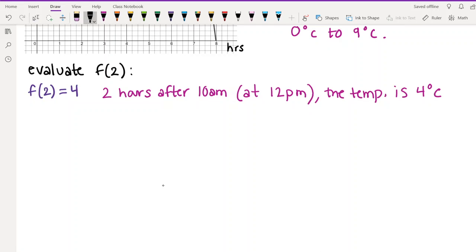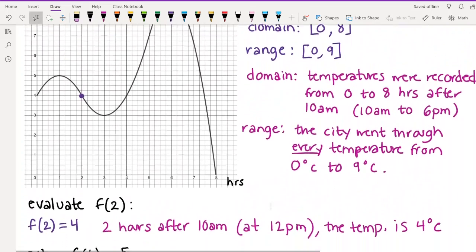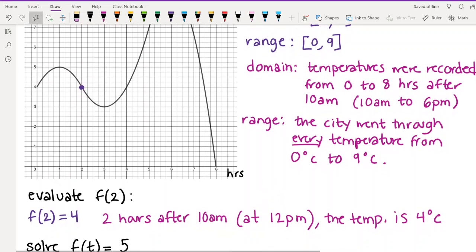Okay, so what would it now mean to solve the equation f of t is equal to, let's say, 5? And by the way, on some of these, we might need to estimate a little bit. And that's why I included this grid with a little bit more detail so that it would aid us in our estimation. So what does it mean to solve f of t is equal to 5? That means that we're looking at a height of 5 and we're trying to figure out what are the t values that correspond to that height of 5.